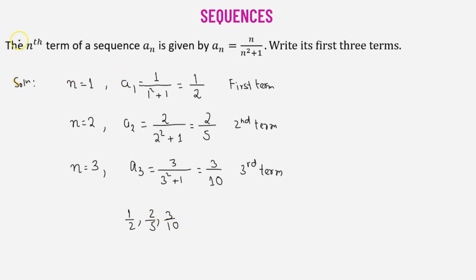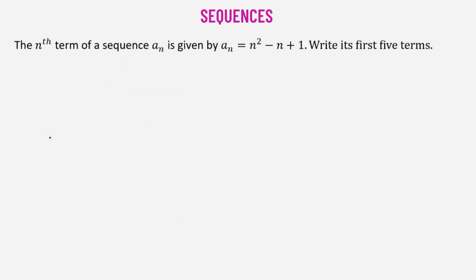This time the nth term is given by n squared minus n plus 1. We can also refer to it as the general nth order term. Here we have to find the first 5 terms. For the first term, we replace n with 1. So a1 equals 1 squared minus 1 plus 1. The negative 1 and positive 1 go away, giving us the first term, 1.